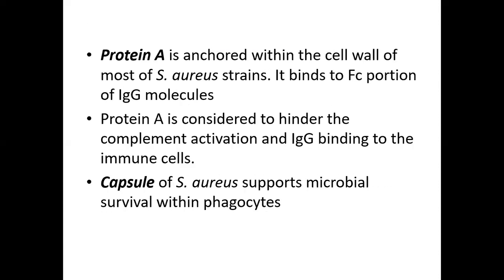Also, it can produce protein A, which is anchored within the cell wall of most Staphylococcus aureus strains and binds to the Fc portion of immunoglobulin molecules. Protein A is considered to hinder the complement activation, and immunoglobulin G binding to the immune cell. The capsule of Staphylococcus aureus supports microbial survival within phagocytes.